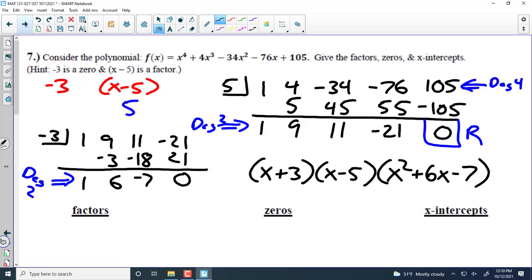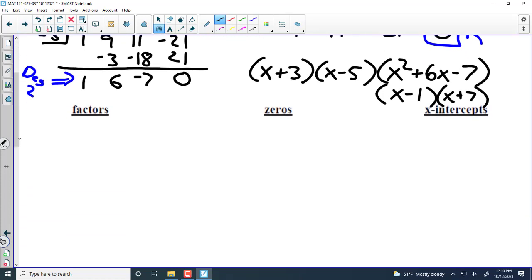I did say on the test you're going to have to know how to do some light factoring, and this is what I consider light factoring. Figuring out the two numbers that multiply to -7 and add to positive 6. So that's going to be x plus 7 and x minus 1. Don't forget the number itself and 1. So what are my factors in any order? X plus 3, x minus 5, x minus 1, and x plus 7.